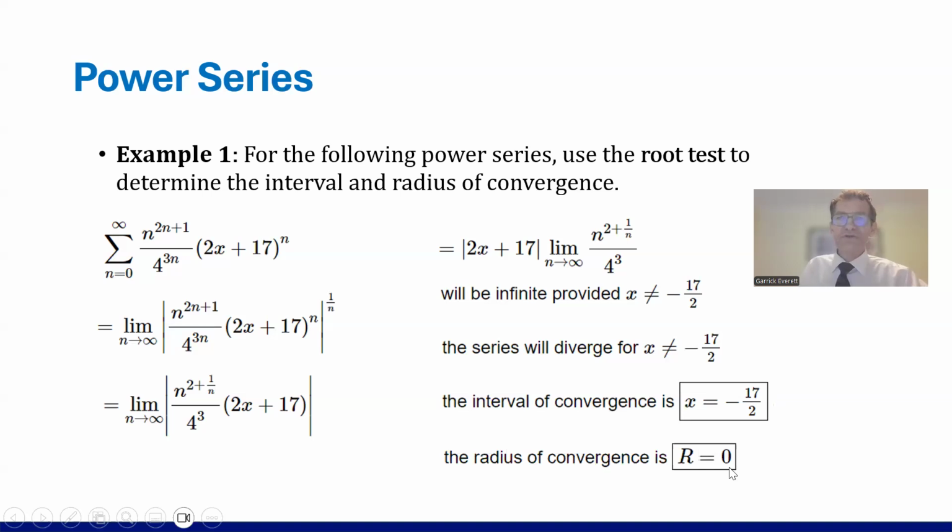And the radius of convergence is going to be 0. It's not going to have a radius because you're on a single point. The radius is just 0. So not very common to do that when you're getting questions, but pay attention because it's likely to happen to you.